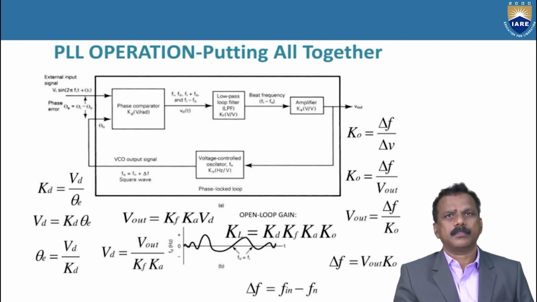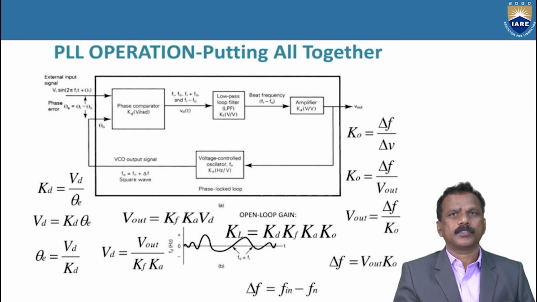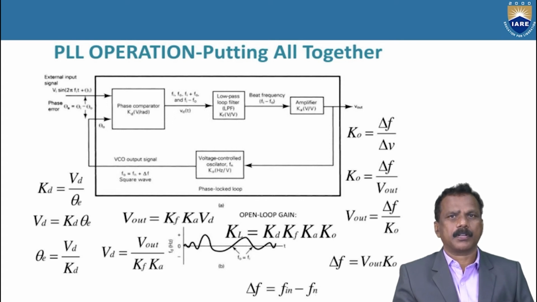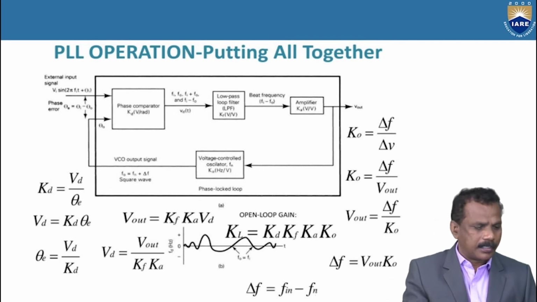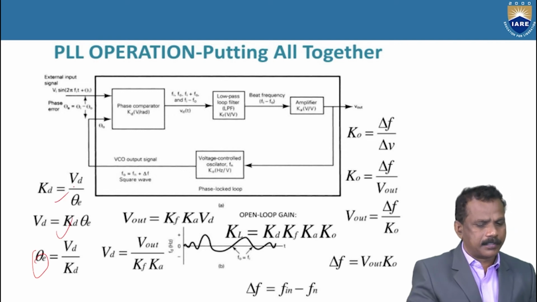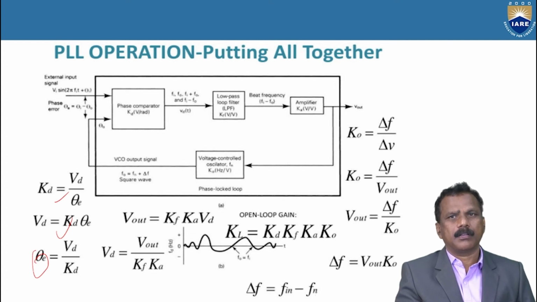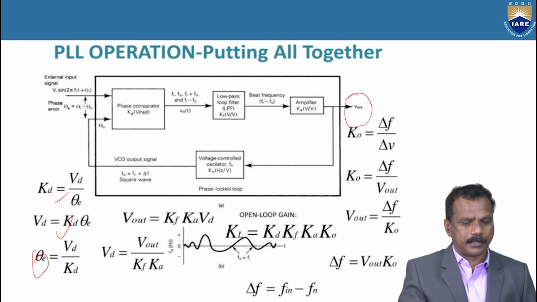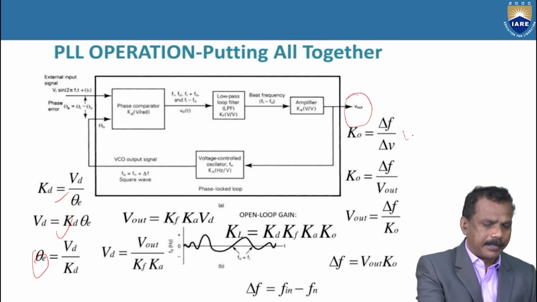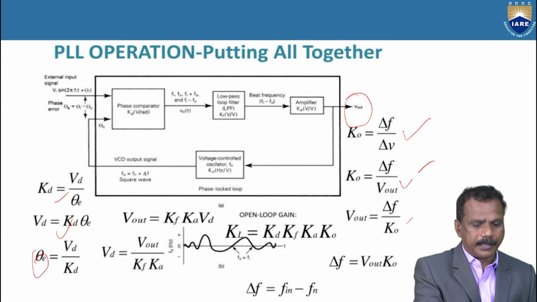So mathematically, it is observed with the external input signal using the phase comparator and the low pass filter. In terms of this, all mathematical notations are involved. VD is also calculated there, and V0 is also calculated using the PLL operation, putting all together. The user can refer to finding V0. If K0 is equal to del F by del V, then V output is equal to del F by K0.